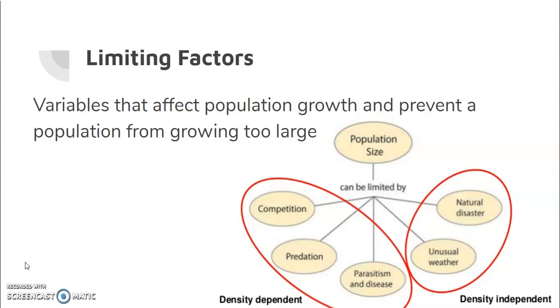The resources that we need to survive are one example of a limiting factor. Limiting factors are anything that limits a population size from growing excessively or too high for the ecosystem to sustain. So your population size can be limited by many things, including competition, predation, parasitism and disease, unusual weather, and natural disaster. It can be limited by other things as well, but these are some general ideas of things that affect all populations and limit all populations.